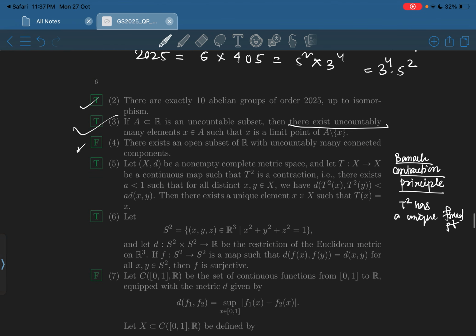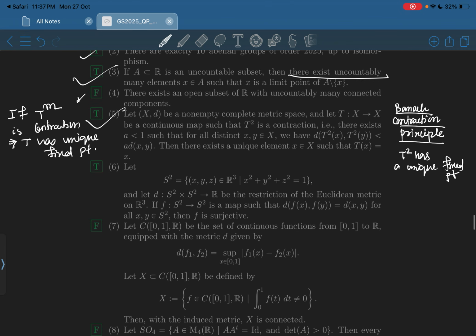Okay, this is true. In particular, if T to the m, for some m, is a contraction, that will imply T has a unique fixed point, by the same argument, not just T square. If T to the power m is a contraction for any m, then T has a unique fixed point. Okay, so that's why this problem is done.